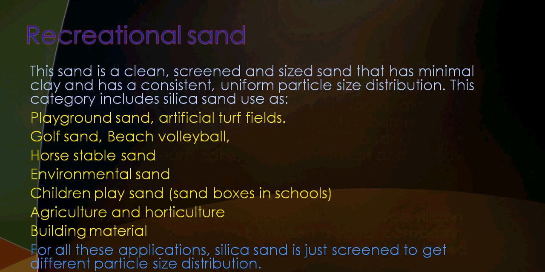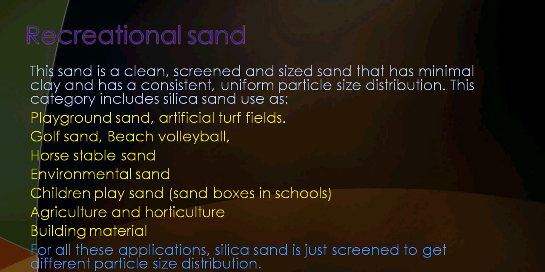Silica sand is used for recreational purposes. This sand is a clean, screened and sized sand that has minimum clay and other impurities and has a consistent, uniform particle size distribution. This category includes silica sand used as playground sand and artificial turf fields. It is used as golf sand and in beach volleyball. Silica sand is used in horse stables, and it is also used for environmental purposes.